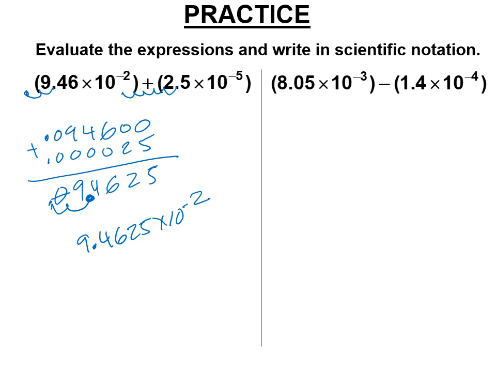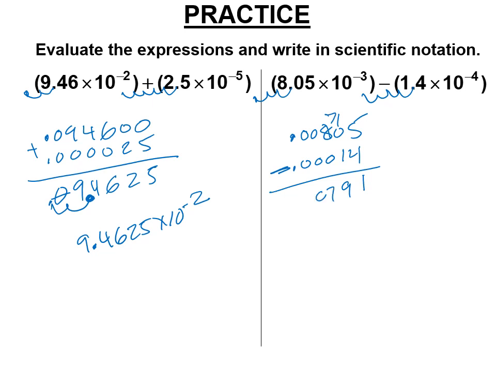Next one. So we're moving this 123.00805. We're subtracting 1, 2, 3, 4. Got 3 zeros. And you get 1. You're borrowing there or regrouping. And we get that. We got to move the decimal behind the first digit, 7.91 times 10 to the negative third power.